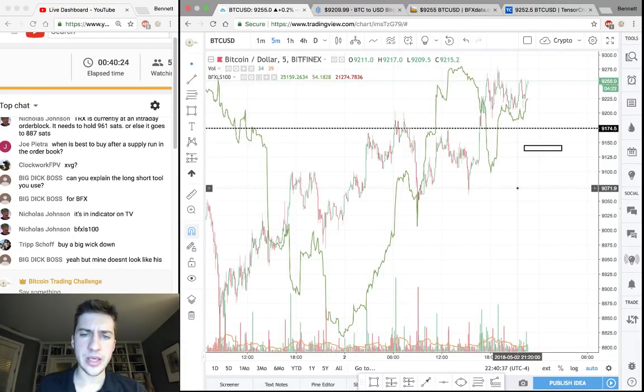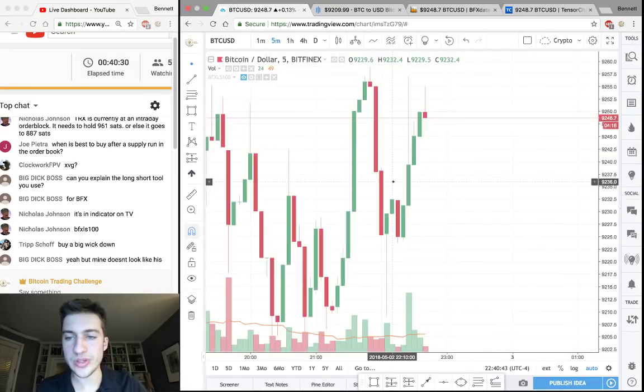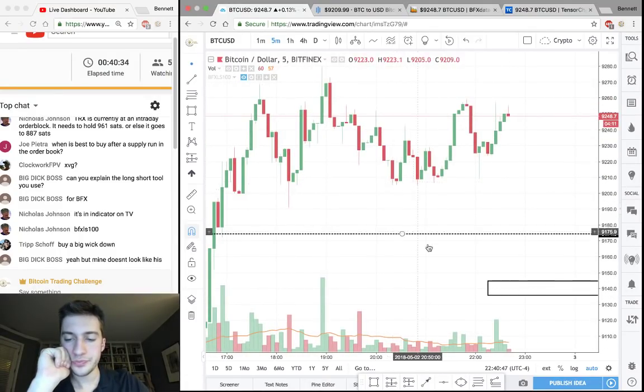So yes, that's how you use BFXLS 100. But what I'm really interested in is what is going on with this right here. Are we in a demand run? Or are we in a supply run? Or what? Well, it looks like we had a volume spike with that high tail here.